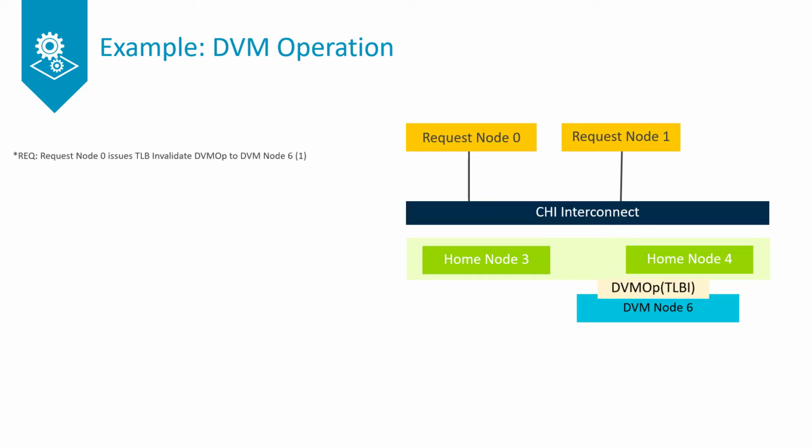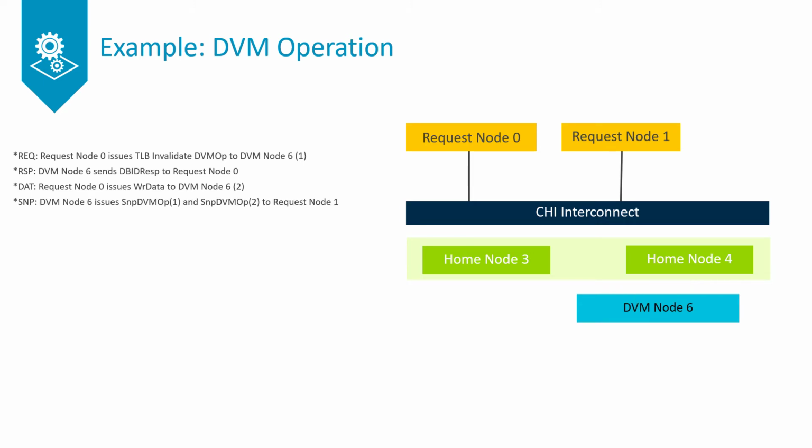Request node 0 issues a TLB invalidation DVM request to the DVM node. The DVM node responds with a DBID response message indicating it can accept the second part of the DVM request. Request node 0 issues a write data message to the DVM node.